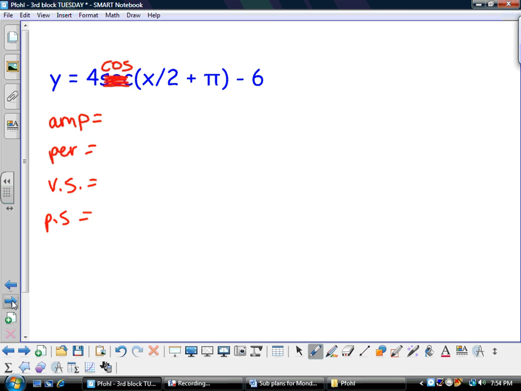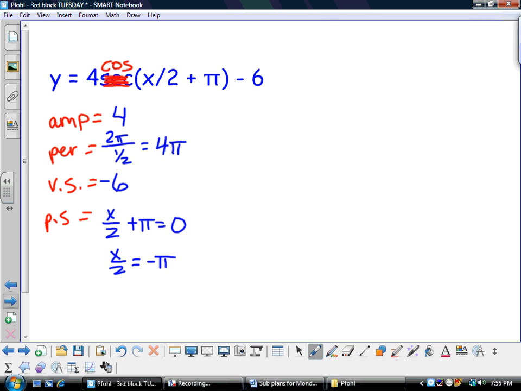The amplitude is the number out front, 4. Vertical shift is the number in the back, that's -6. To get the period, period equals 2 pi over b, so 2 pi over 1/2, or 4 pi. To get the phase shift, set the part in the parentheses equal to 0, and solve for x. The phase shift is -2 pi.